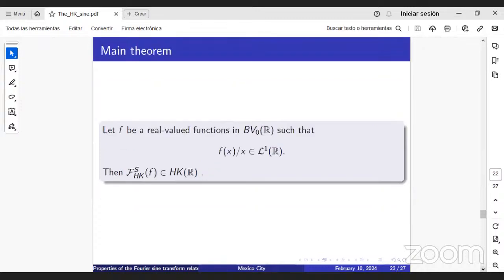The main theorem is the following. Let f be a real function in BV0 such that f over x is in L1. Then the Fourier sine transform is Henstock-Kurzweil integrable.